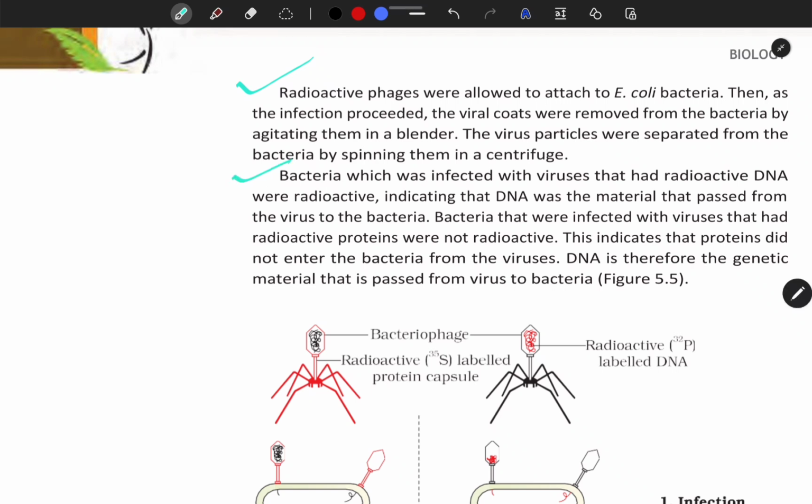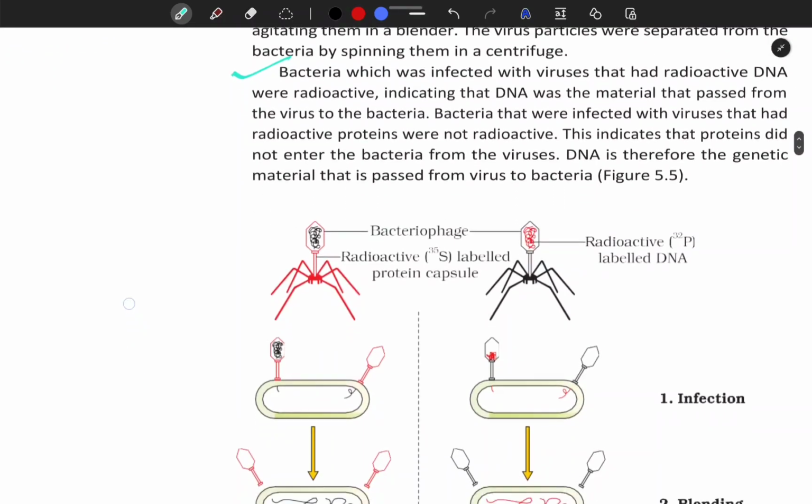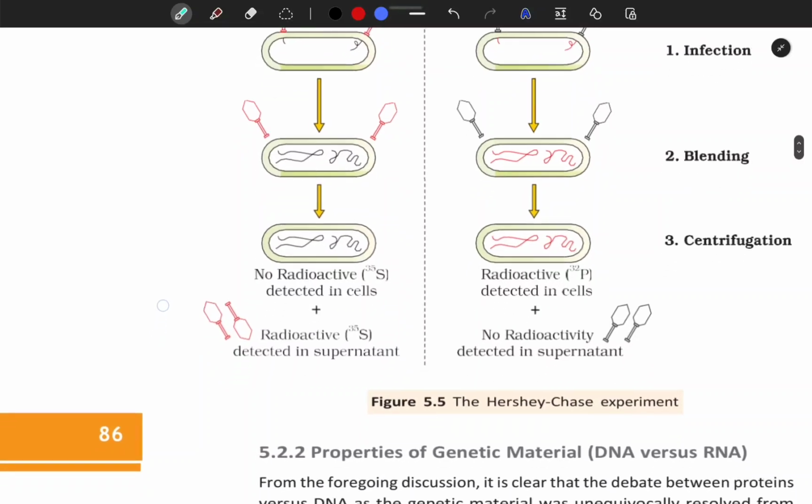Bacteria which were infected with viruses that had radioactive DNA were radioactive, indicating that DNA was the material that passed from the virus to the bacteria. Bacteria that were infected with viruses that had radioactive proteins were not radioactive. This indicates that proteins did not enter the bacteria from the viruses. DNA is therefore the genetic material that is passed from the virus to bacteria, as shown in figure 5.5.